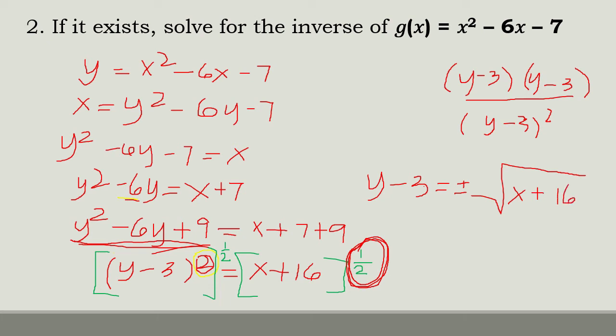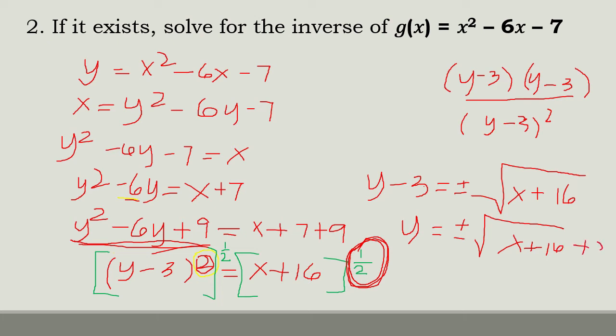Okay. So since x plus 16 is not a perfect square, so we cannot find the square root of x plus 16. So solving for y, we are going to transpose 3 para ma-isolate natin yung y. We are going to transpose negative 3 papunta doon sa kanan ng square root of x plus 16. Okay. So, add natin yung 3.